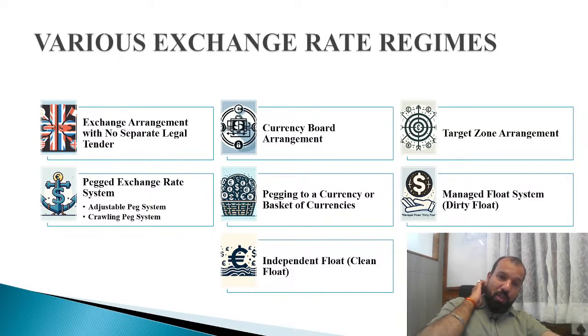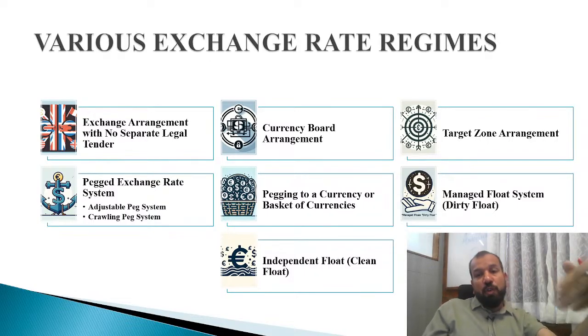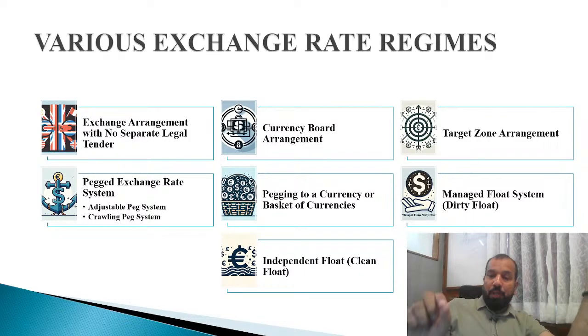The currency board system is managed by the central bank of the country. Then we have the target zone arrangement. Target zone arrangement is when two or more countries start using one common currency as the legal tender in their respective economies. The European Monetary System, EMS, is an example of a target zone arrangement.